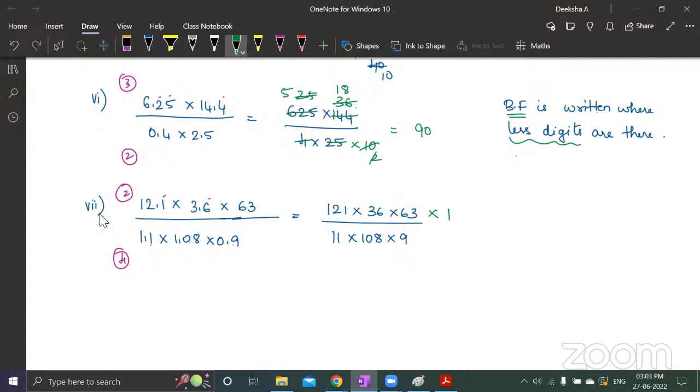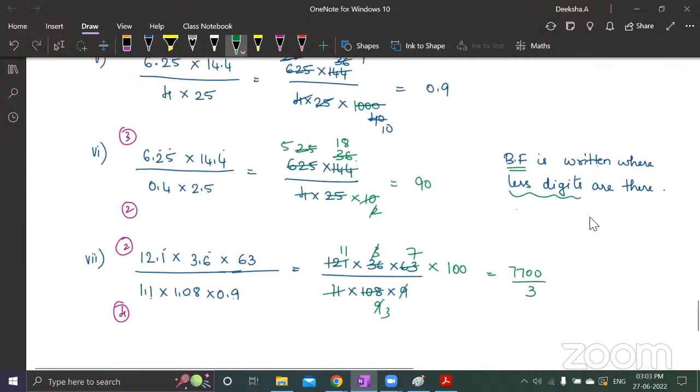How many zeros should I multiply? The difference between these two, which is 2 zeros. 2 and 4 is there. The difference between that is 2. Now we cancel this. 9 sevens are 63. 12 nines are 108 and 12 threes are 36. Directly you can get 36 threes are 108. 11 elevens are 121. So basically you will get 7700 by 3. You can simplify that and write. Hope it is clear now.